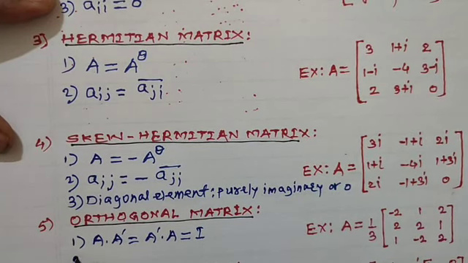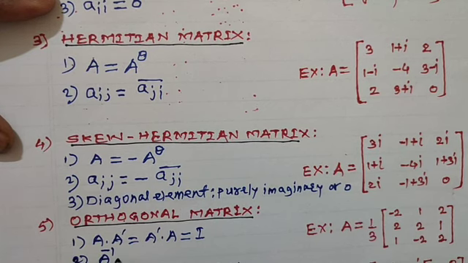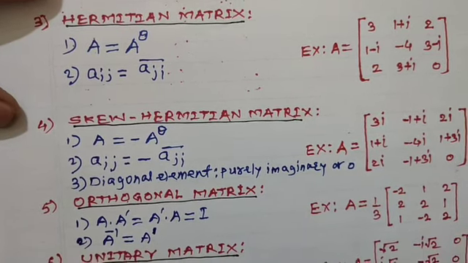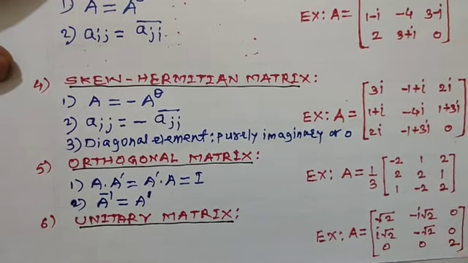Condition number 2 is, if a square matrix A is orthogonal, then automatically the inverse of that orthogonal matrix will be the transpose of that matrix. This is the symbolic notation for transpose: A inverse is equal to A dash. This is the condition of an orthogonal matrix. These two conditions you have to remember for orthogonal matrices.